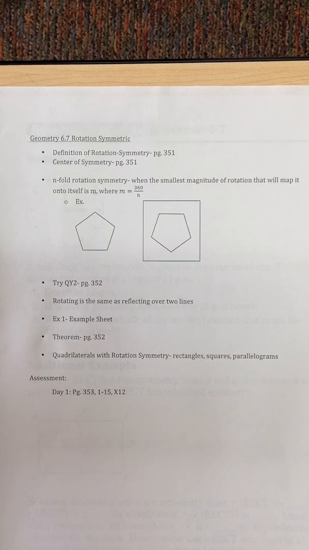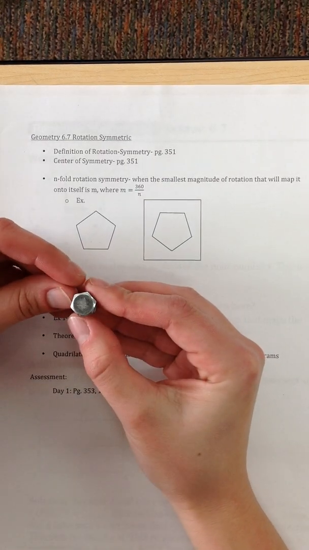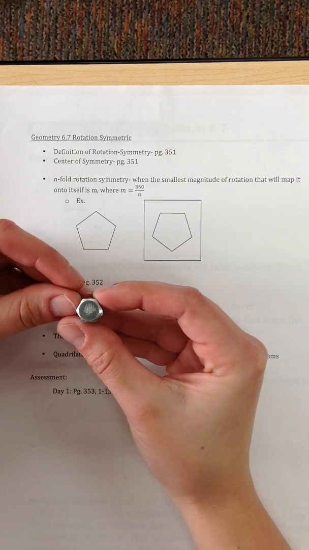Okay, so first, the definition of rotation symmetry on 351. It says a plane figure F is a rotation symmetric figure if and only if there is a rotation R with magnitude between 0 and 360 such that the rotation of F goes back onto F, and the center of R, or the center of rotation, is the center of symmetry for F. What they're saying is if I took my shape, whatever it was, and turned it so far, it's going to go back to the same shape.